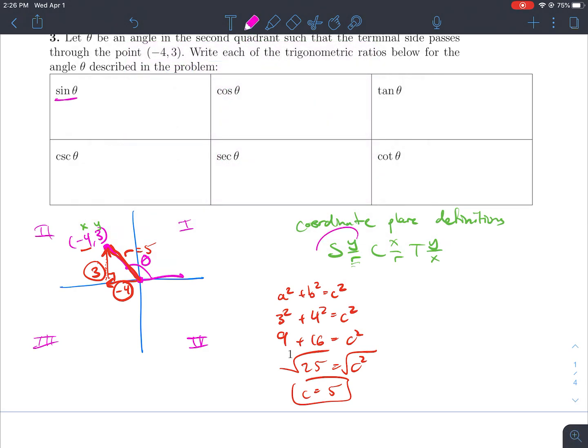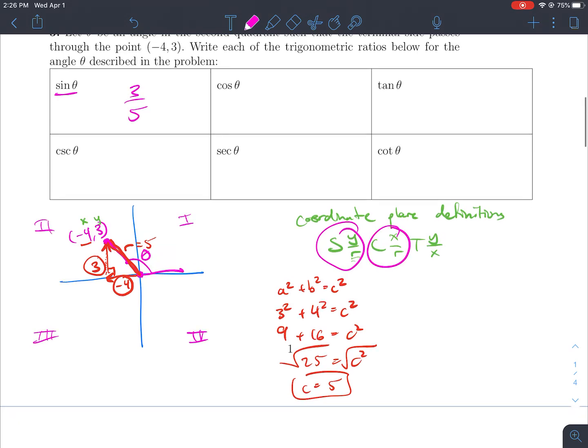So sine of theta is y over r, 3 over 5. Cosine of theta is x over r, -4, and make sure you use the -1 from the x coordinate, over 5. Tangent of theta is y over x, so 3 over -4, and that becomes -3 over 4 when we put the negative sign out front.